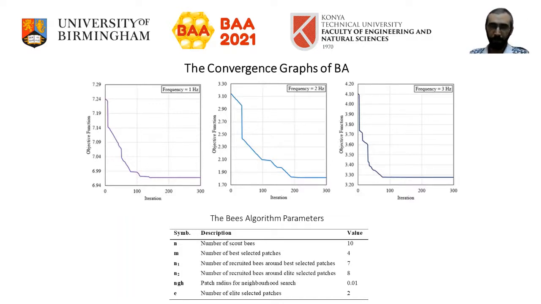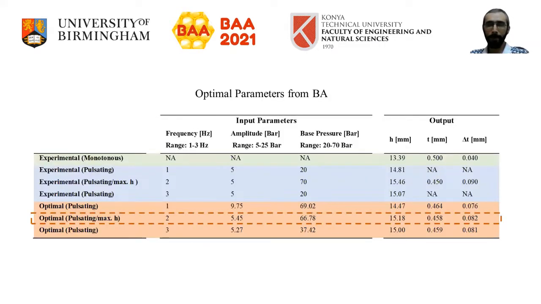And down here you see the Bayes algorithm parameters such as number of scout bees or number of best selected patches, etc. So these are the optimal parameters from the Bayes algorithm. So we found the best bulge height for 2 Hz.